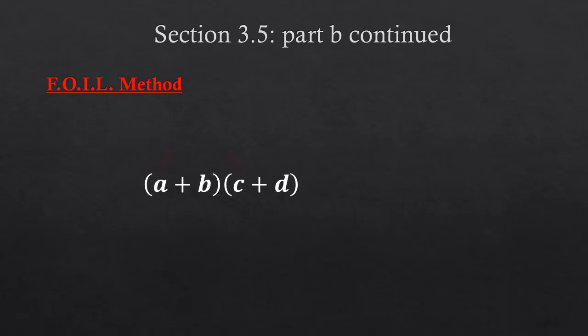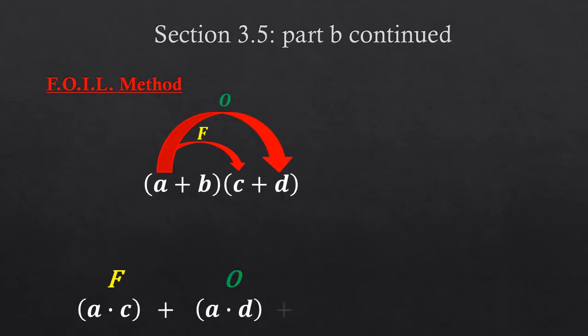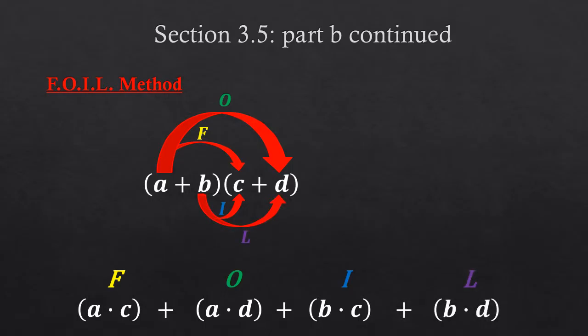FOIL. By definition, A times C is F, first, plus A times D, O, the outer, plus B times C, I, the inner, plus B times D, L, the last. And this is how we FOIL.